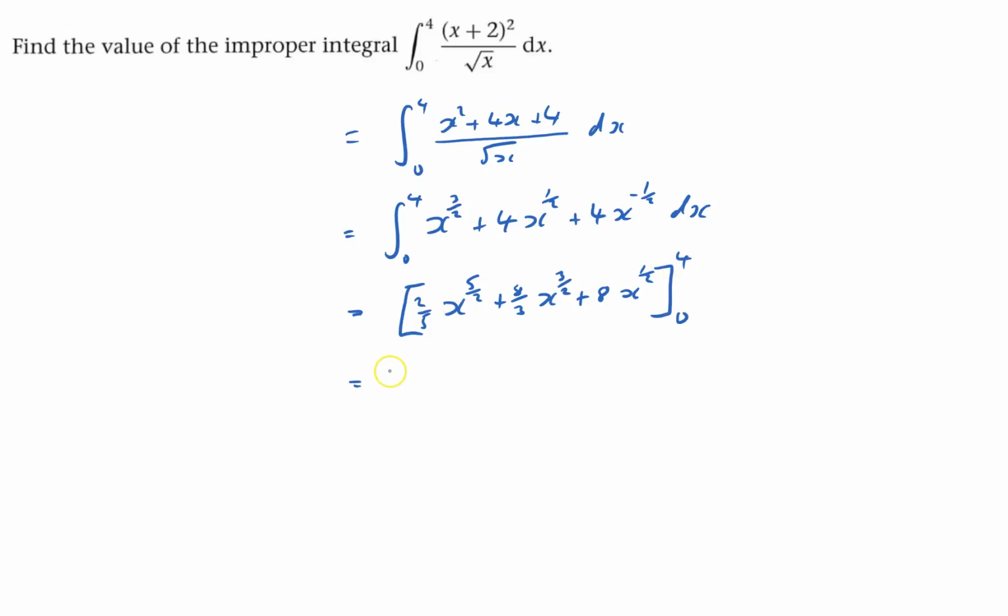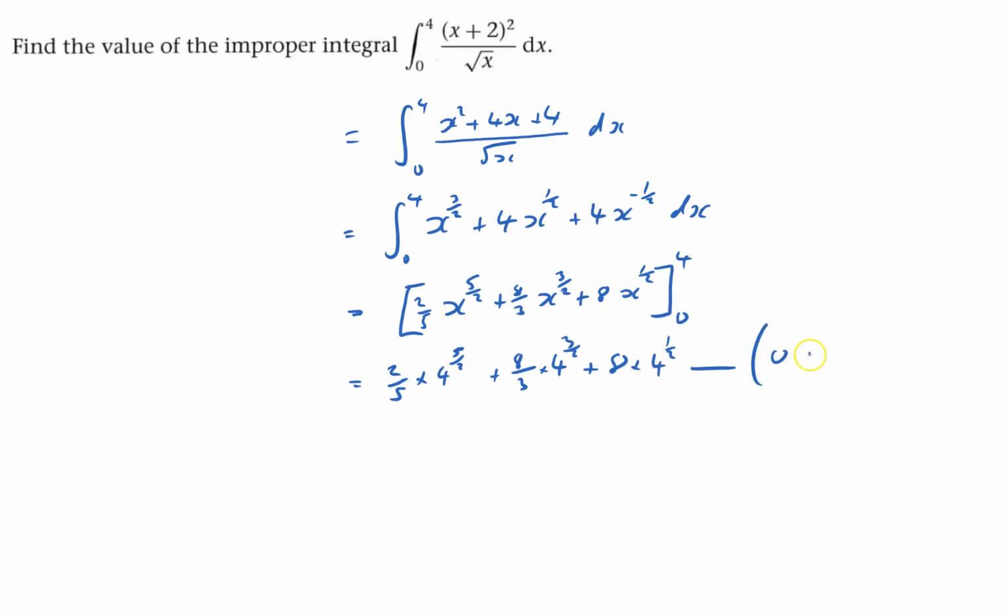So now put in 4, so that's going to be 2/5 times by 4 to the power of 5/2, plus 8/3 times by 4 to the power of 3/2, and finally plus 8 times the square root of 4, or 4 to the power of a half, and then take away, put in 0.